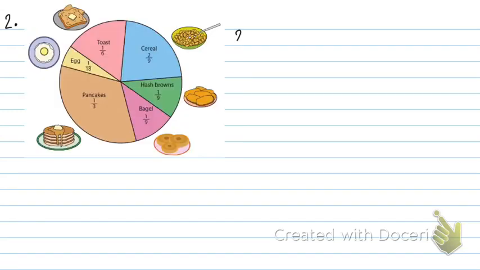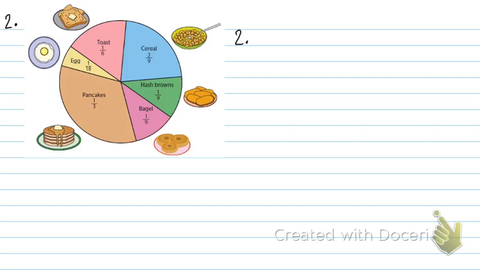Then number 2. 108 learners are asked to tell us what their favorite thing for breakfast is. In the circle diagram below, you'll find the results to their answers. Use the circle diagram to answer the questions that follow. Okay, so I have a pie chart or a circle diagram.